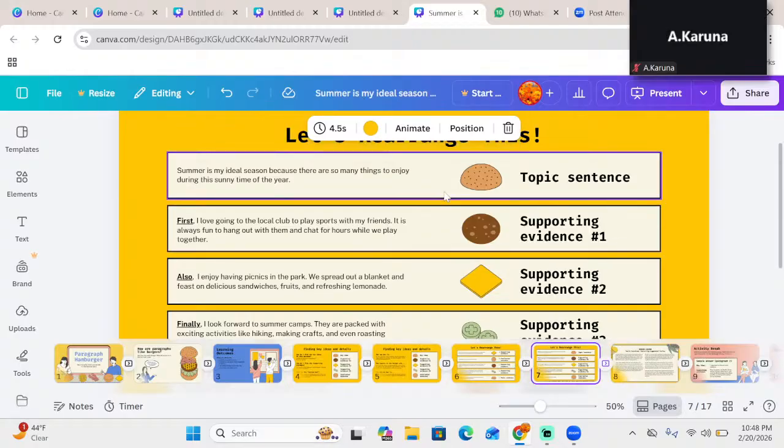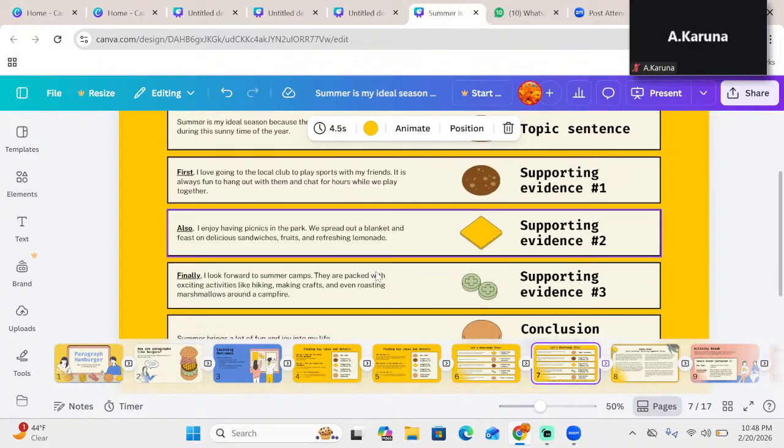Summer is my ideal season because there are so many things to enjoy during the sunny time of the year. First, that's our topic. The thing that I just read is our topic sentence. And now, first, I love going to the local club to play sports with my friends. It is always fun to hang out with them and chat for hours while we play together. This is supporting evidence number 1.